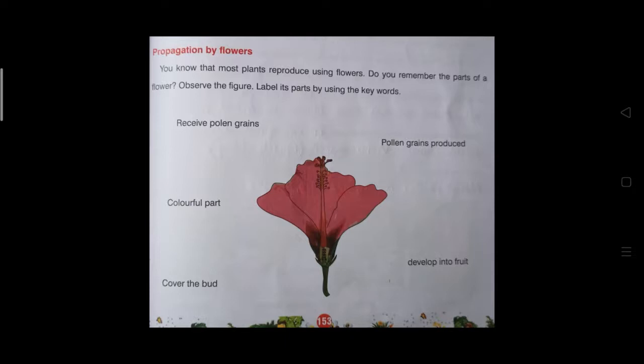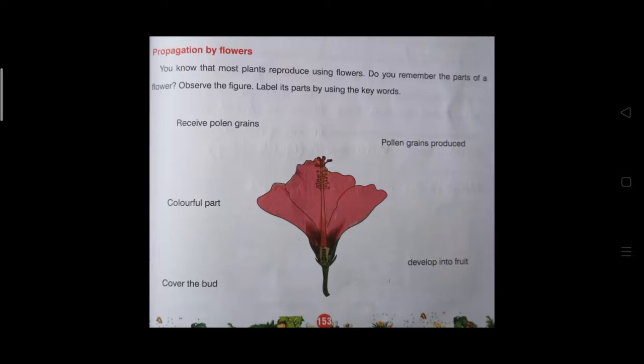You all know that flowers are a very attractive part of a plant. Flowers are the reproductive part of a plant. So on page number 153, there is a picture of a flower. Observe the figure and label its parts using the keywords. There are 5 parts and 5 keywords are given. One by one we can understand the parts.